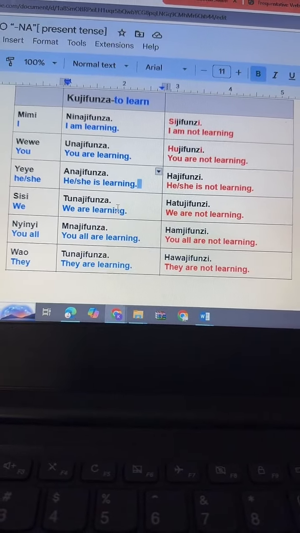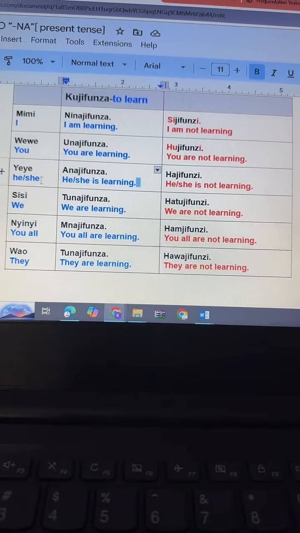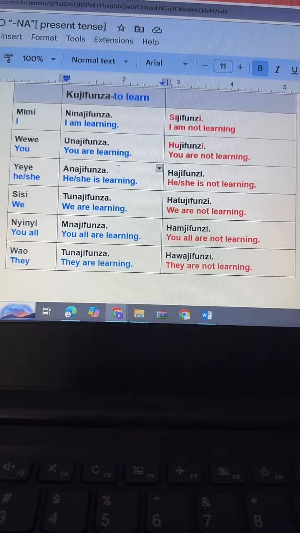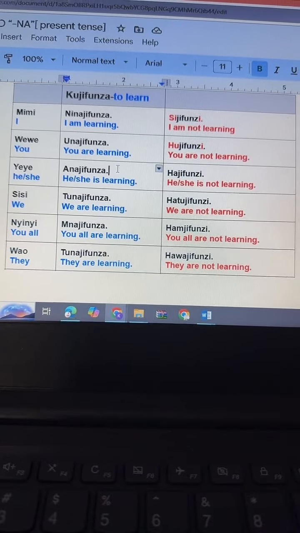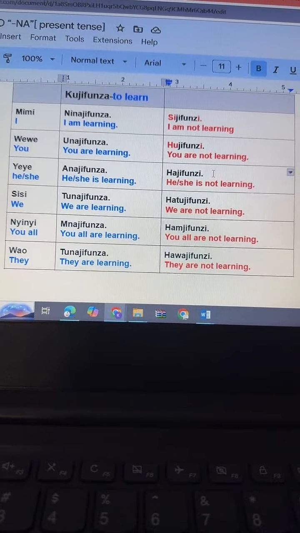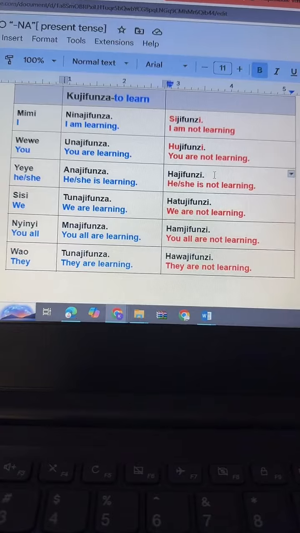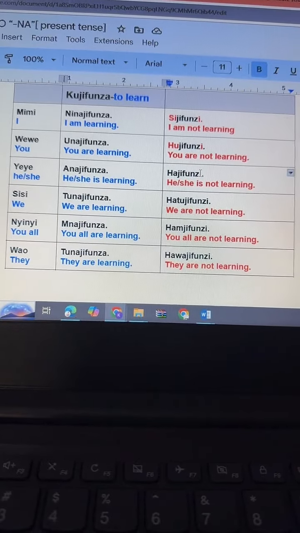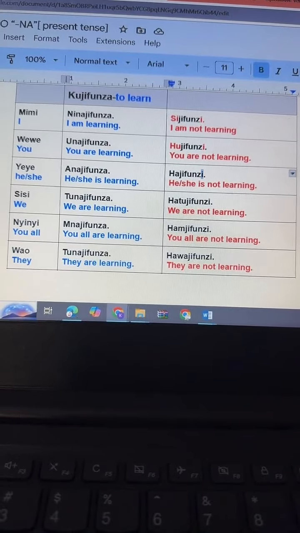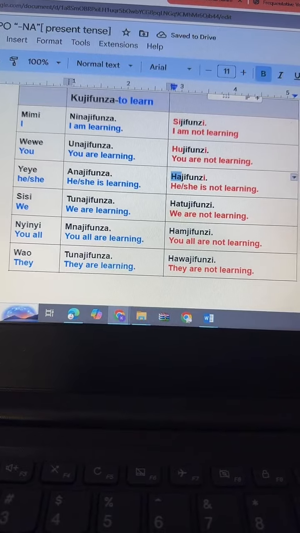Okay, we are learning about negation of the present tense. Yeye anajifunza, he or she is learning. How do we say he or she is not learning? We say yeye hajifunzi. He or she is not learning. You can see this I, and this is ha for yeye hajifunzi.